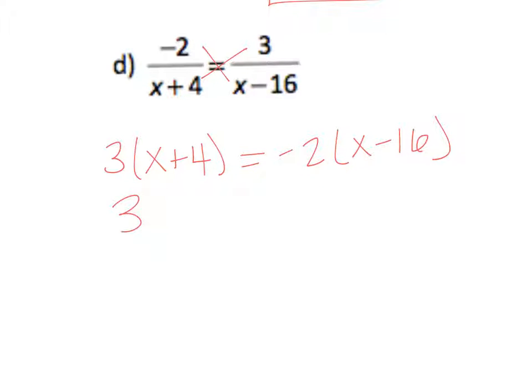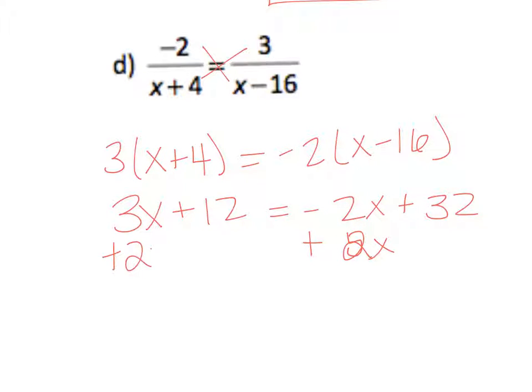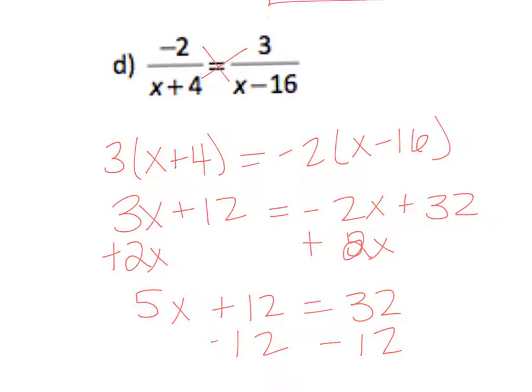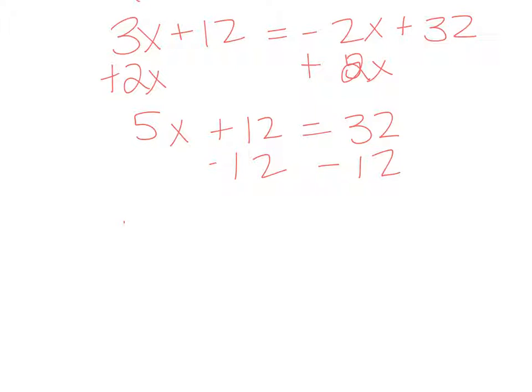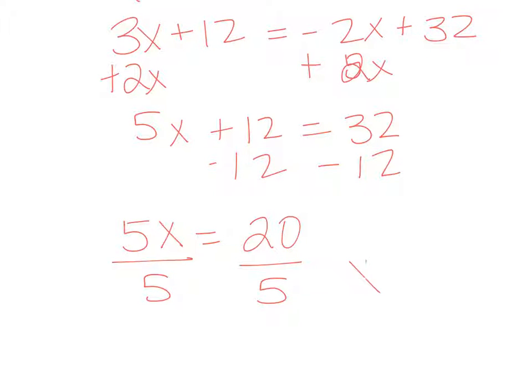So I'm going to go ahead and distribute this 3. And then I'm going to move the x's to one side. So I'm going to move the x's to the left. And then move the number to the right. Last step is to divide. 20 divided by 5 is 4.